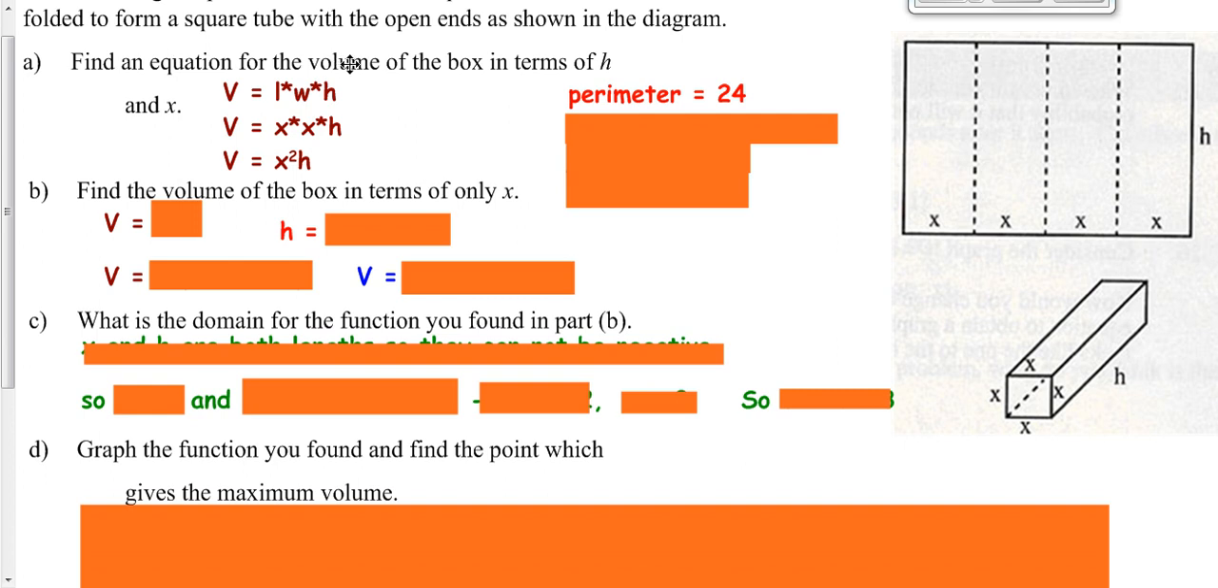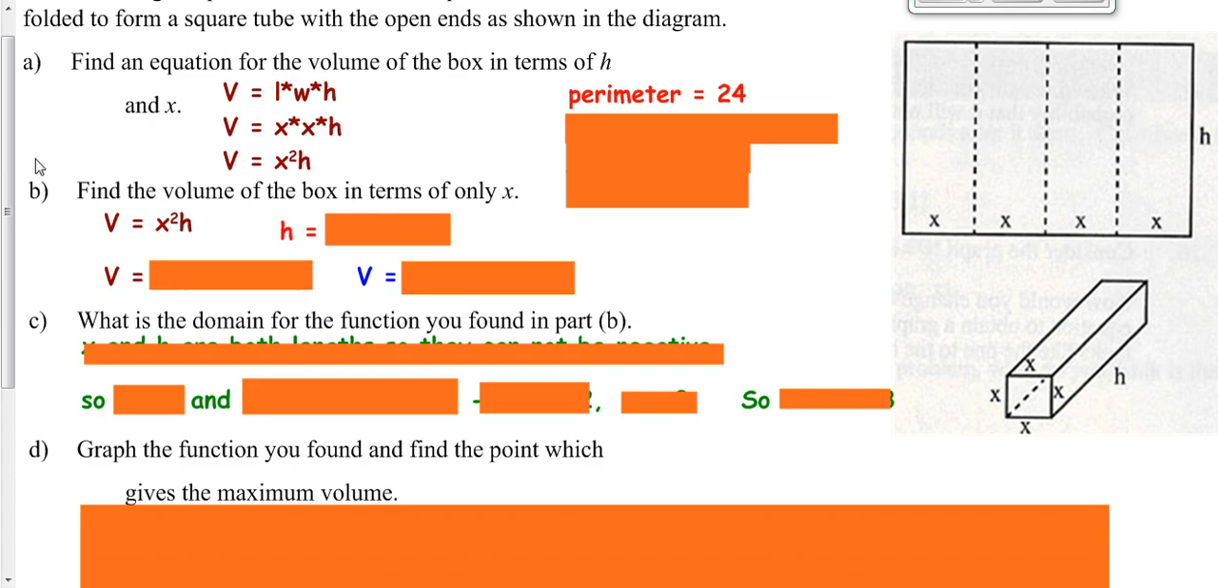So it wanted our volume in terms of h and x, which we have, because it wants your volume equaling something with x's and h's in it. Well, you look down below here, now it says find the volume of your box only with x's. In other words, they don't want h. So we got to figure out what h represents so that we can go ahead and plug it in.